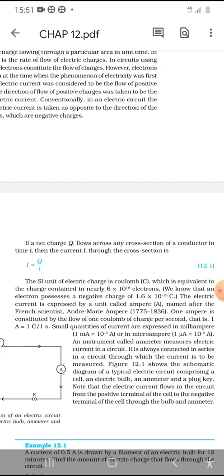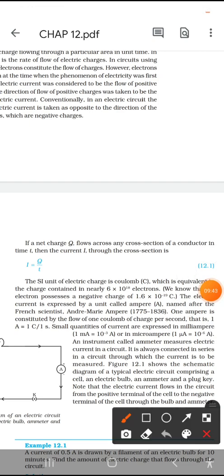Small quantities of current are expressed in milliamperes. 1 milliampere is equal to 10 to the power of minus 3 ampere. Here A is ampere. 1 milliampere is equal to 10 to the power of minus 3.